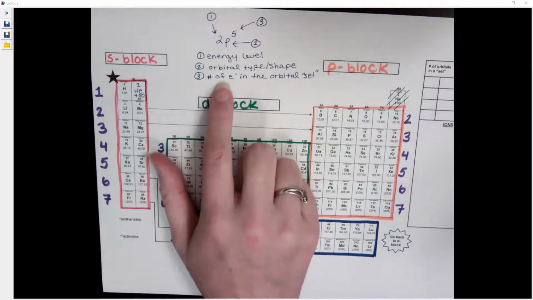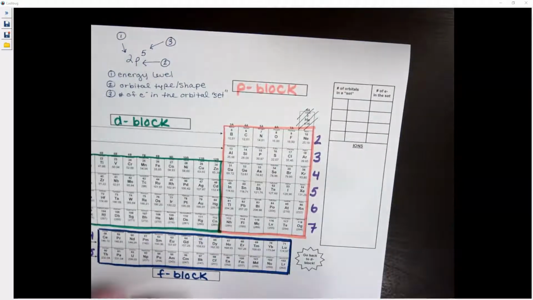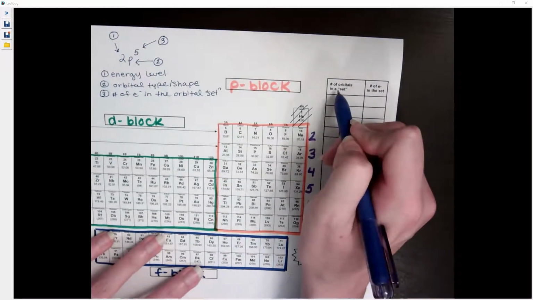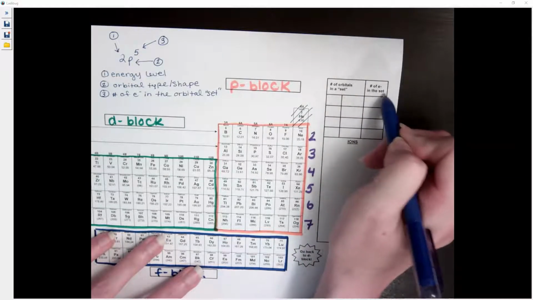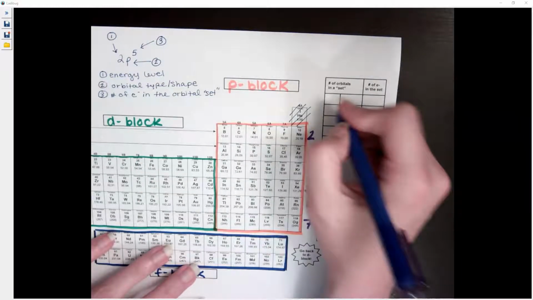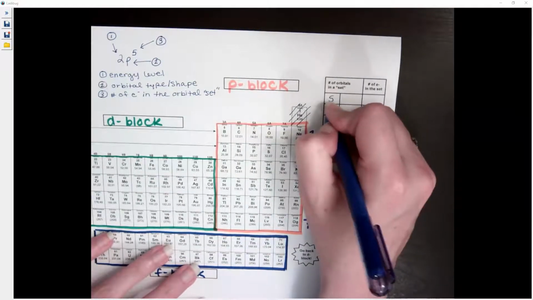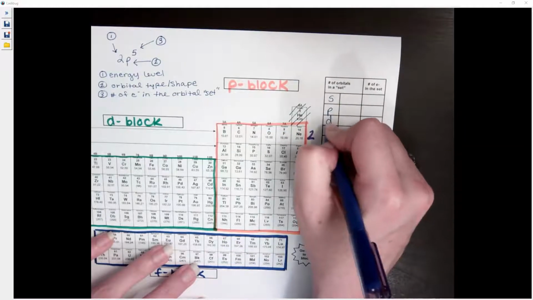Next is the hard part. How many electrons are in the orbital set? So off to the side, let's just take a little bit of notes for a minute. The number of orbitals in a set and the number of electrons in the set. So we have S, P, D, and F orbitals.